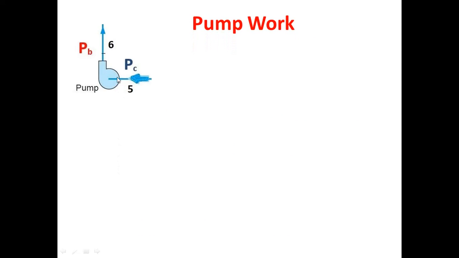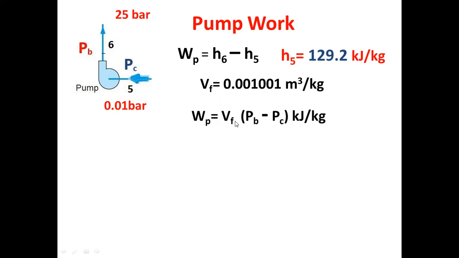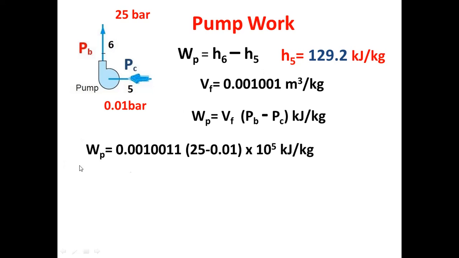Pump work, you know pump work: it is pumping from the condenser pressure to the boiler pressure, therefore the pump work is equal to H6 minus H5. Another formula you know very well: pump work is given by Vf times (P boiler pressure minus P condenser pressure). Vf, the specific volume of the liquid, you take at the condenser pressure. After taking this value, you get 2.5 kilojoules per kg.